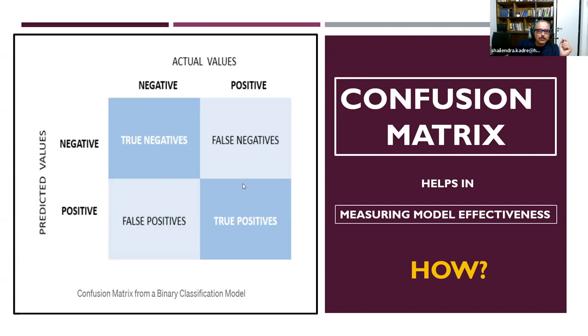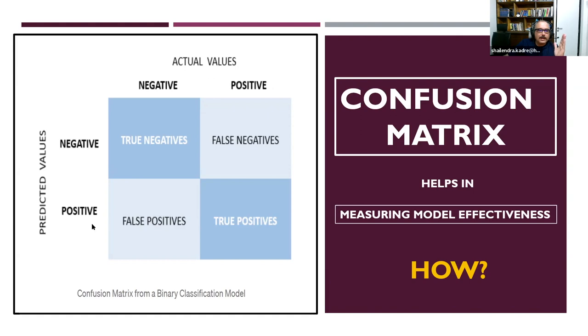Now there are two more important terms. First is false negative. False negative means actually TB, tuberculosis, was there, but our model predicted TB is not there. Actually the cancer was there, since actual means positive, it is in the fourth quadrant, but our model predicted negative. So it is false negative.